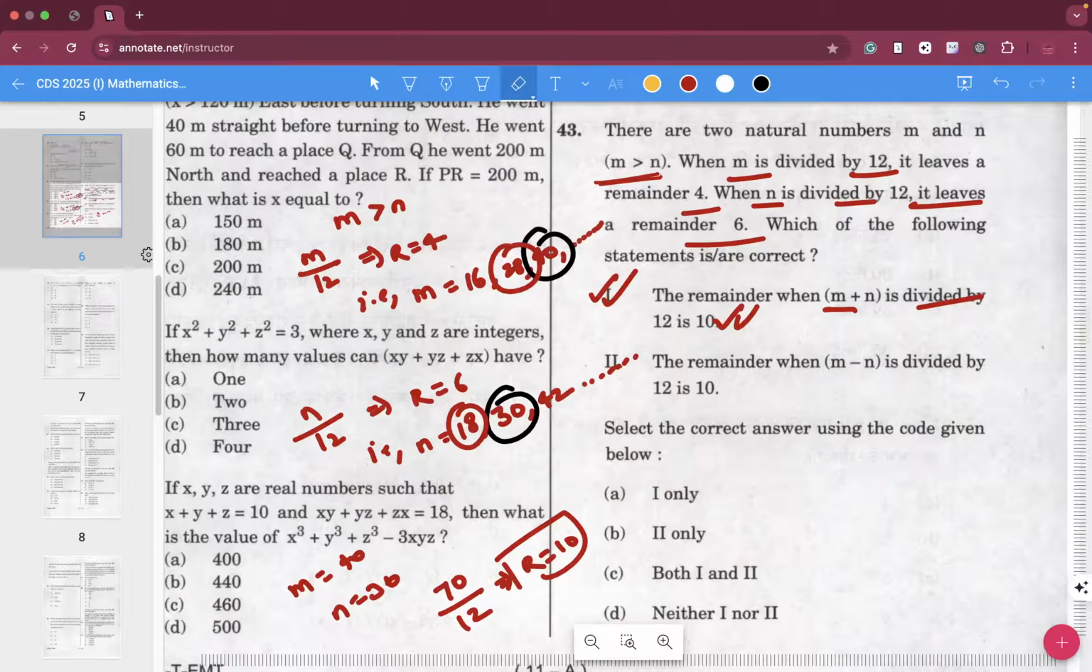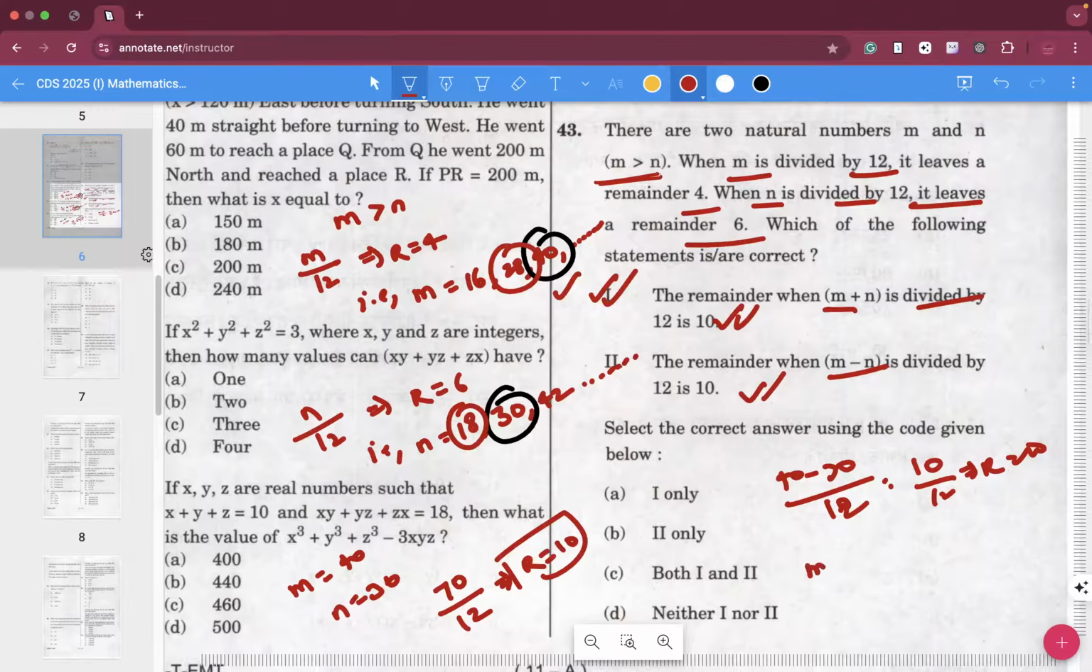Now as I told you, you can take the same numbers 40 and 30 for m minus n. m minus n means 40 minus 30, which is 10. If 10 is divided by 12, the remainder is 10.